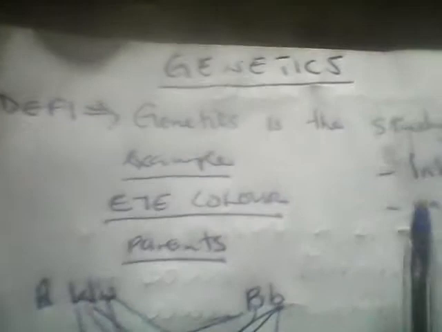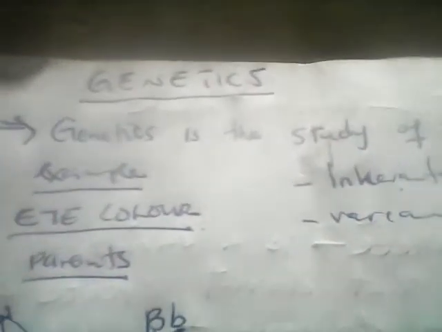Inheritance is simply the passing on of characteristics from parents to offspring, and variation is simply the differences between the genes, okay? So this is variation. We can also define genetics as the passing on of characteristics from parents to offspring or children, okay?